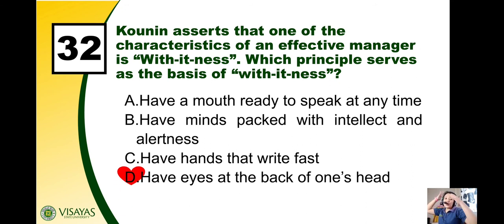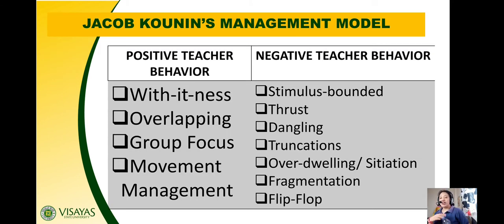So, let us assure our students that we can see or we can observe. May na-observe ko nga. Bisan natalikod teacher, malalaman niya kung sino yung nag-ingay. That is having wittiness. You can supervise your students even if you are doing something. So, that is wittiness. Okay, so alamin natin, we have here Jacob Conan's management model.